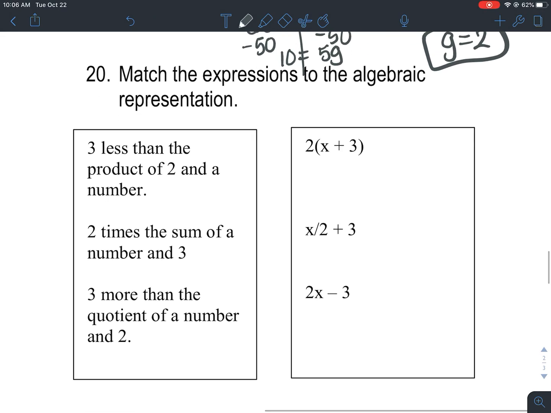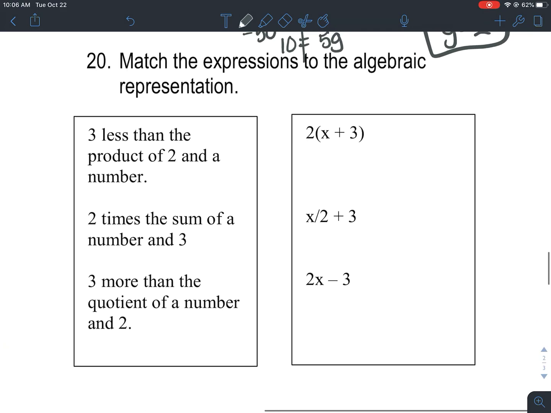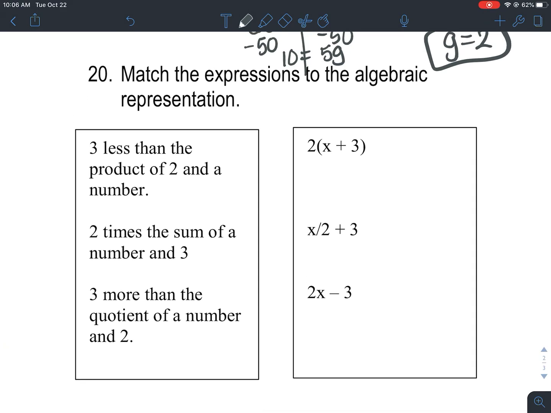Okay, the last one on this page, match the representation to the algebraic representation. So we're looking at match the expression, 3 less than. So if you remember, less than means you got to switch it. The product of 2 and a number. So we have to do 2x, product means multiply, so 2x minus 3, which is that one.